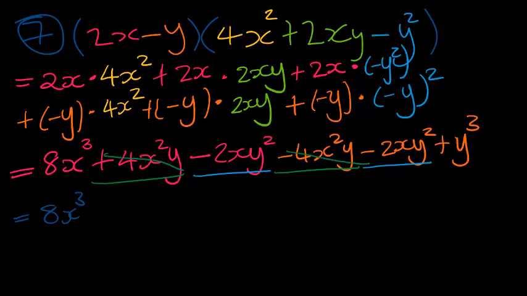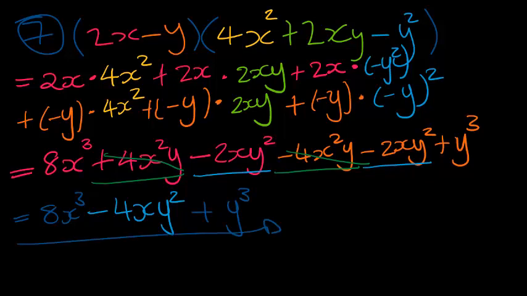That becomes 0. Minus 2xy squared minus 2xy squared becomes minus 4xy squared. My last term is plus y cubed. And that's my final answer.